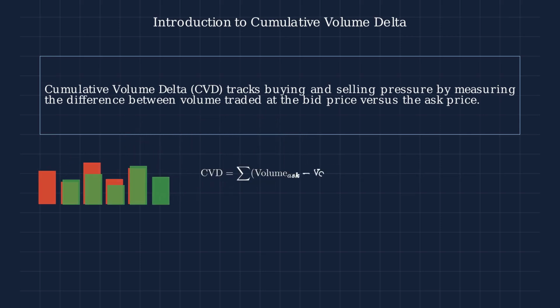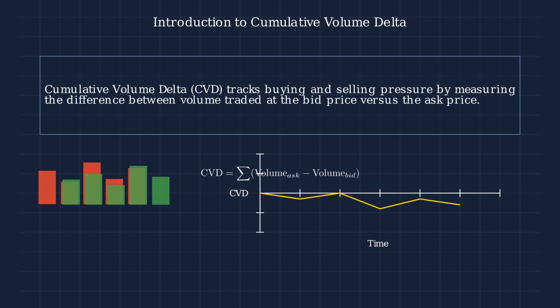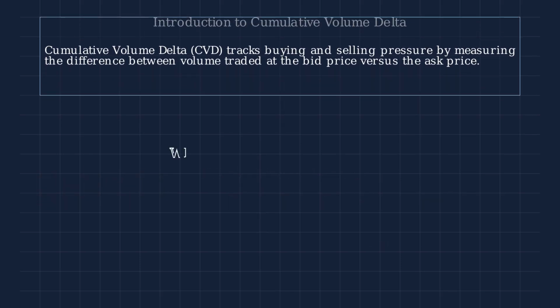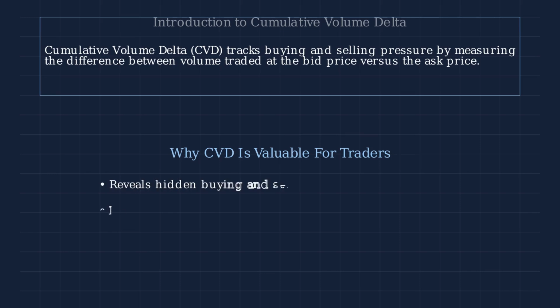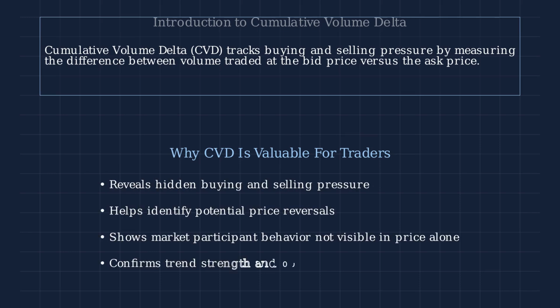When we calculate cumulative volume delta, we simply sum up the difference between ask volume and bid volume over time. This creates a running total that shows which side of the market, buyers or sellers, is being more aggressive. CVD provides traders with several valuable insights that aren't available from price action alone. It reveals hidden buying and selling pressure and helps identify potential price reversals. CVD shows market participant behavior that isn't visible in price alone, and it confirms trend strength and potential breakouts.